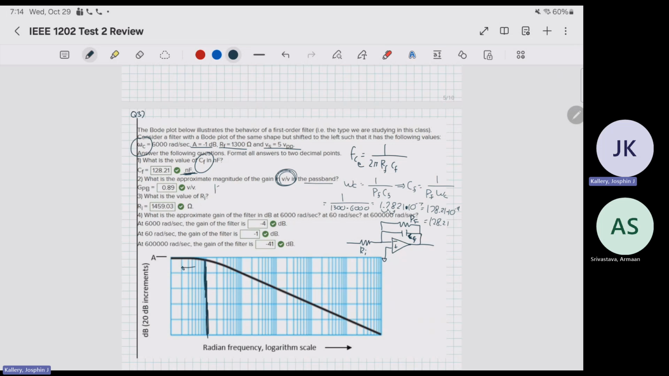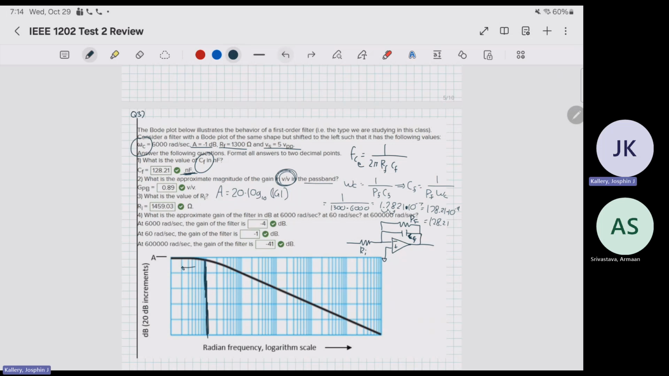So if you think back to our formula, our gain in volts over volts equals RF over RI. So, oh, actually, wait, yeah. So we know RF, but we don't know RI. So that means we can't solve for this. So we need to look for another equation. So this is where we use this one. A equals 20 times log base 10 of absolute value of our gain. So we have this gain, right, in decibels. So we can solve for this one.